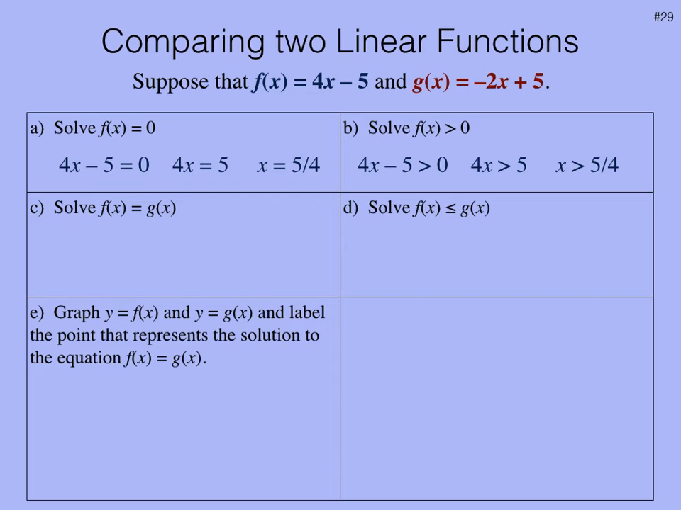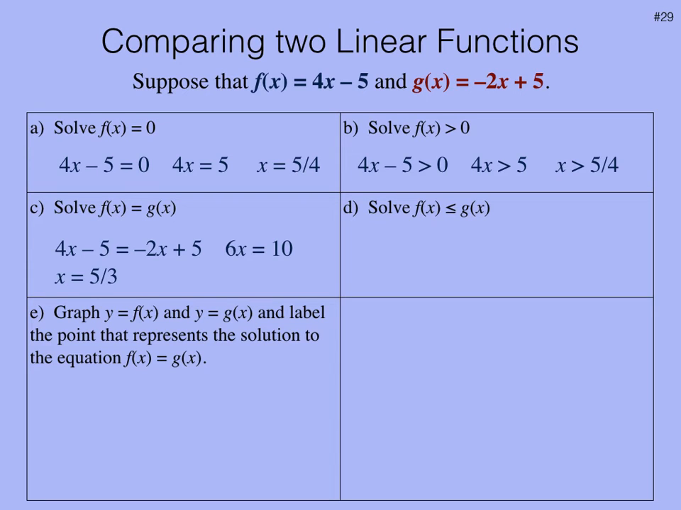Where is f of x equal to g of x? I'm going to set the 2 expressions equal. So I'm going to write 4x minus 5 equals negative 2x plus 5. And then to solve for x, I add 2x to both sides of the equation, and I add 5 to both sides of the equation. Finally, I divide the equation through by 6, and I can just simplify my fraction, x equals 5/3. So what I know is that the 2 functions, graphically, they're going to cross at an x value of 5/3.